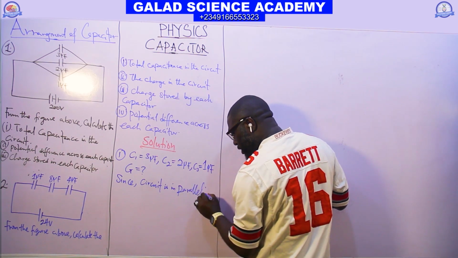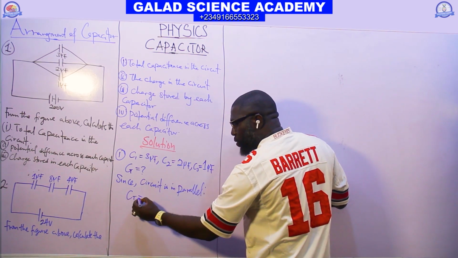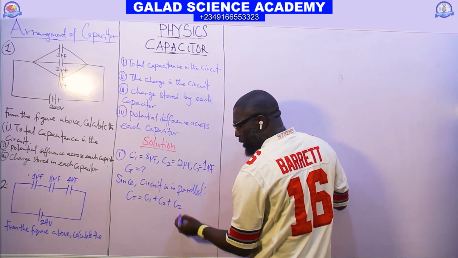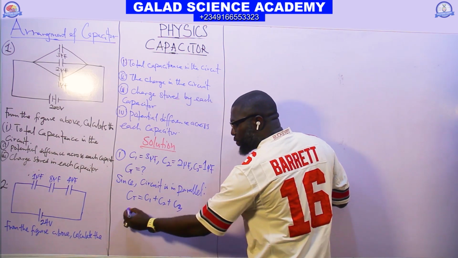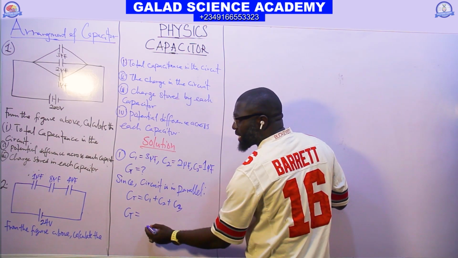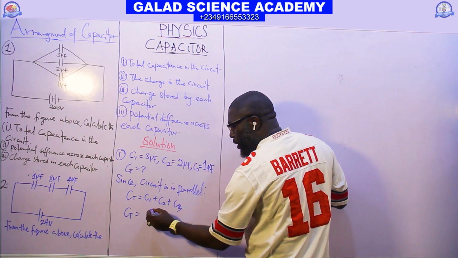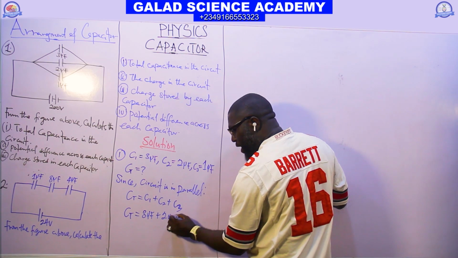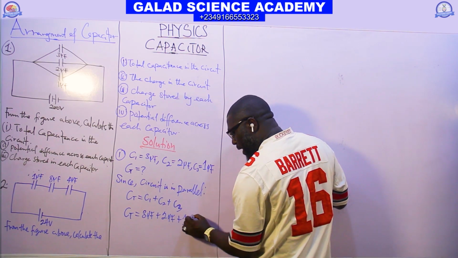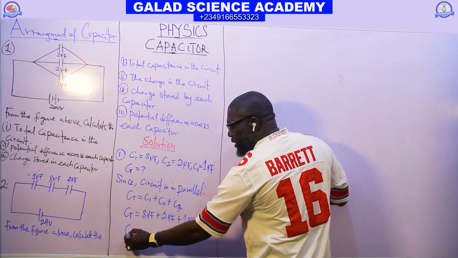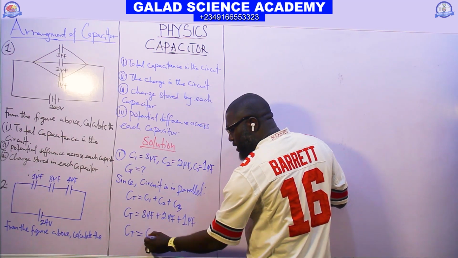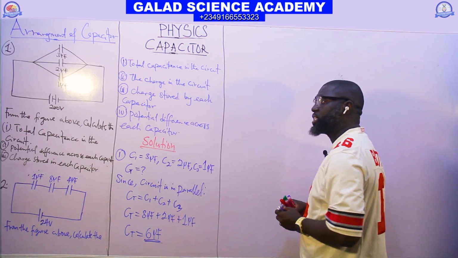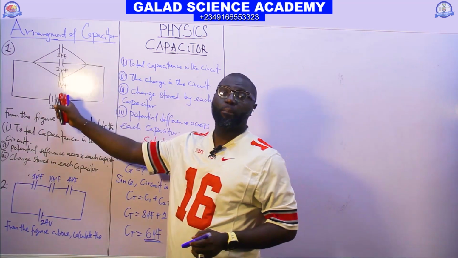Parallel connection. The C total will be equal to C1 plus C2 plus C3. Therefore, the total capacitance in the circuit will be 3 microfarad plus 2 microfarad plus 1 microfarad. Therefore, the C total will be 6 microfarad, because it's in parallel.